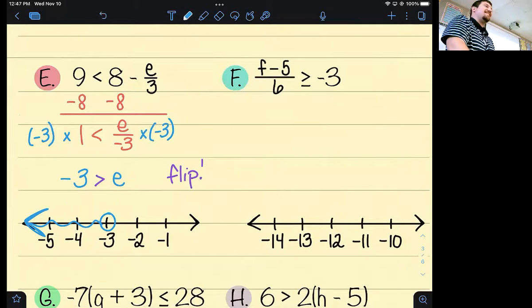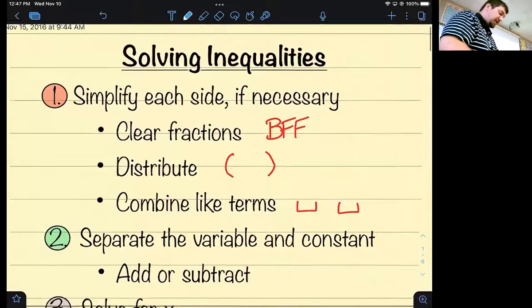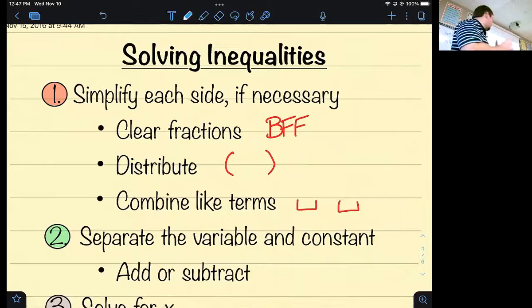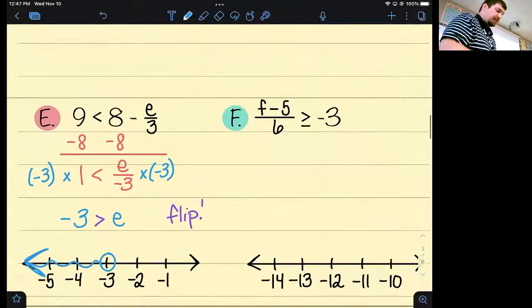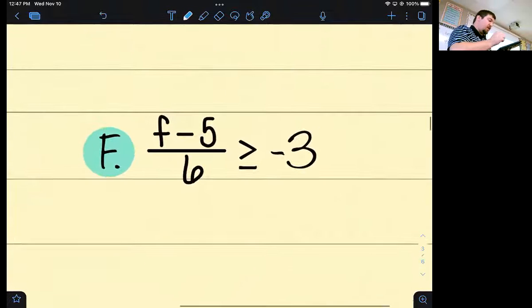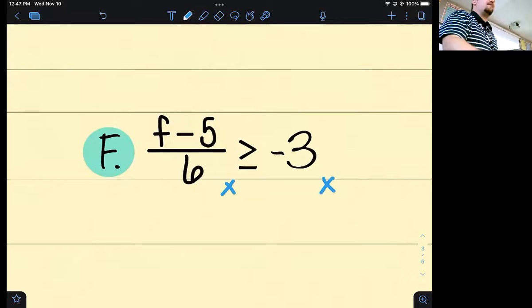Ooh. Our first big fat fraction of this chapter. Remember that big fat fractions have to be cleared before I do adding, subtracting, or multiplying, dividing. So to clear a big fat fraction, you have to multiply both sides by the bottom number of that fraction, which is what? 6.